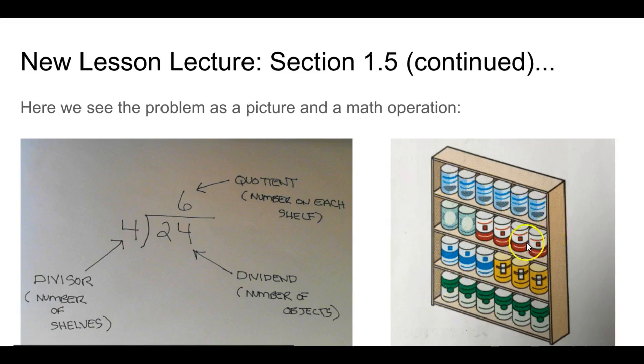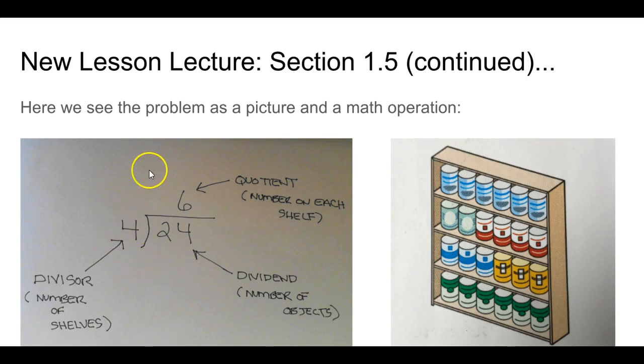1, 2, 3, 4, and we see that there are 6 cans on each shelf. So there are a total of 24 cans, but 6 cans are placed on each shelf. That is to say that the 24 cans have been separated equally into 6 cans on each shelf. We're using a picture to see this, but the 24 cans have been divided by 4 with 6 cans equally on each shelf.